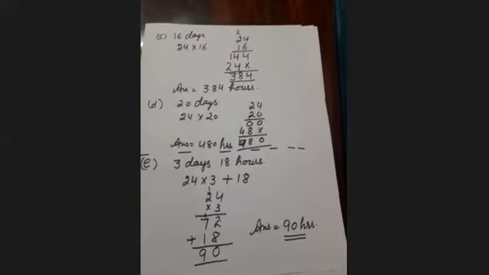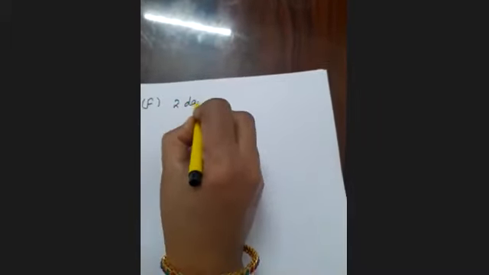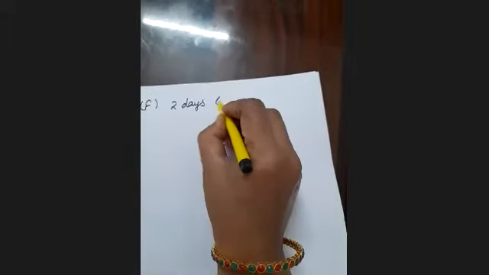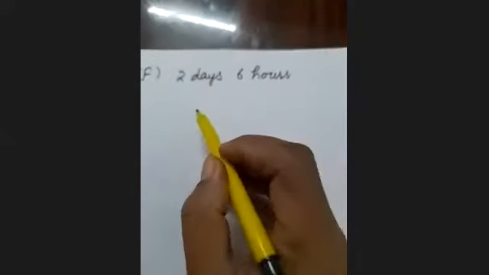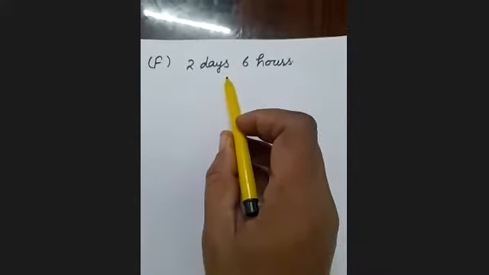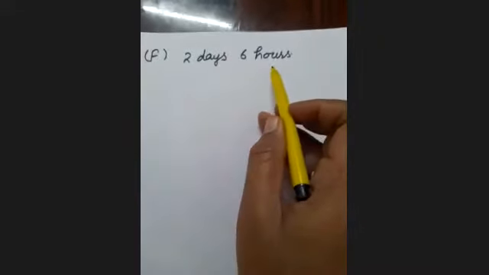Next is part F, 2 days and 6 hours. Yes, friends. Again, in the first step, we will convert 2 days into hours. First, we will convert 2 days into hours, then add 6 hours as it is.